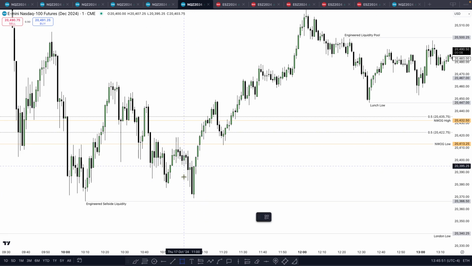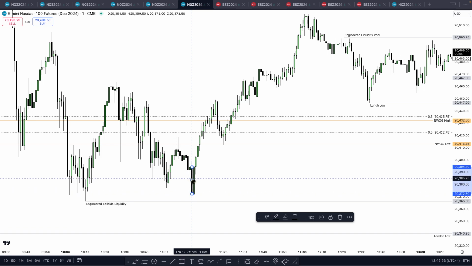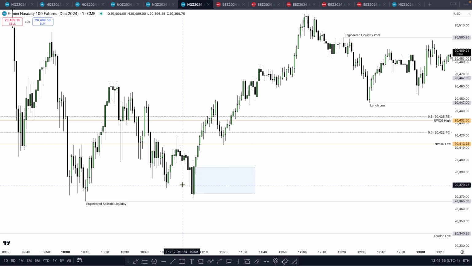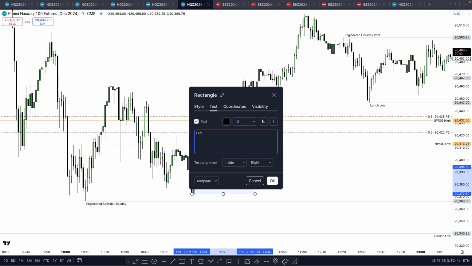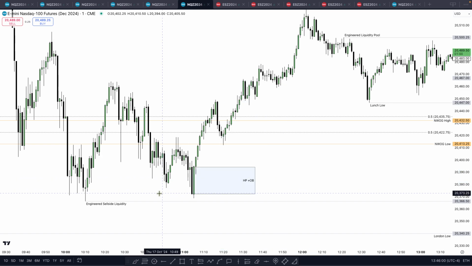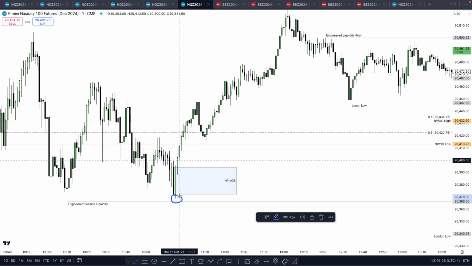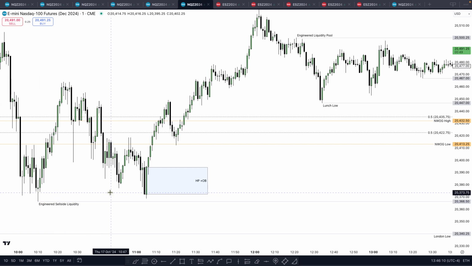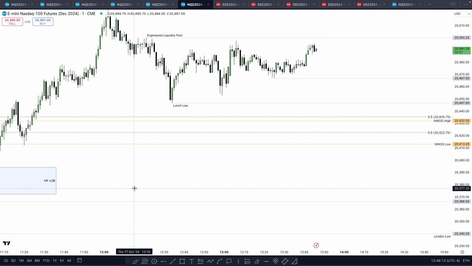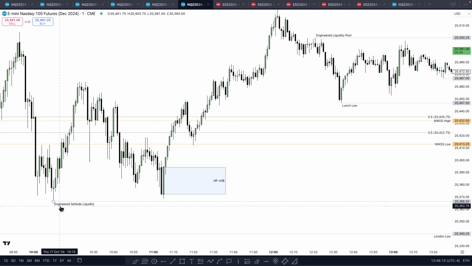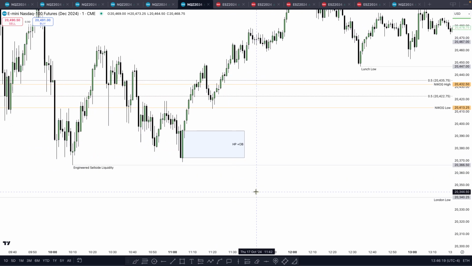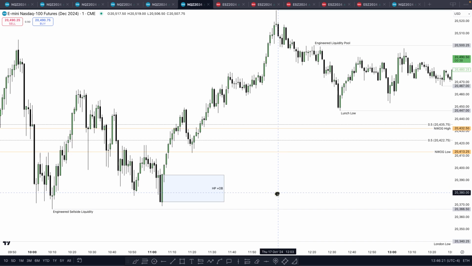NASDAQ. Did we get this close above? Yeah, we did. So now, it is still, of course, in SMT here, and just for review's sake, when we do have SMTs, I prefer to see them not just subjectively bring it this low, because I'm still, as you can see here with this chart, looking at this as an engineered sell-side liquidity pool, whether it's today or just going forward. This is significant to me here, 20,365. Of course, beyond, you can see that fell just short of London low today.